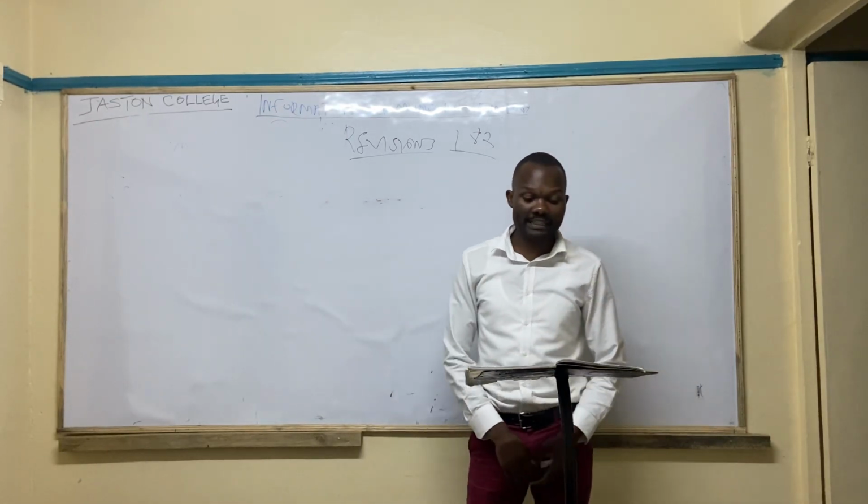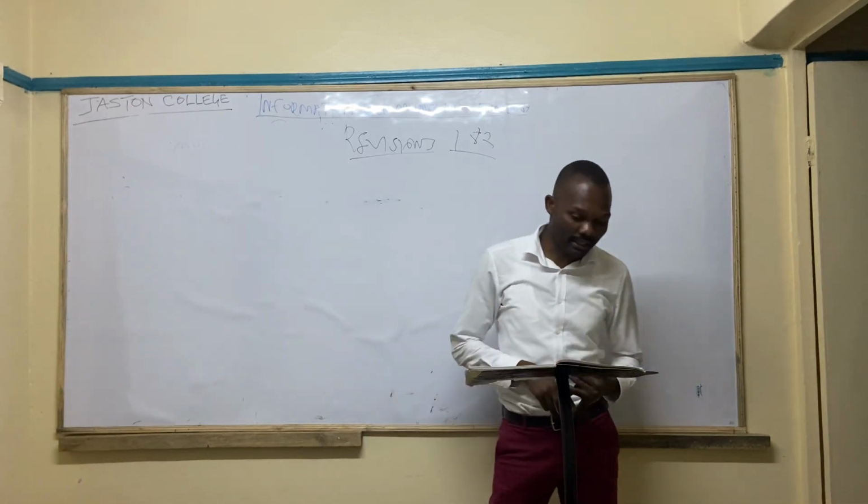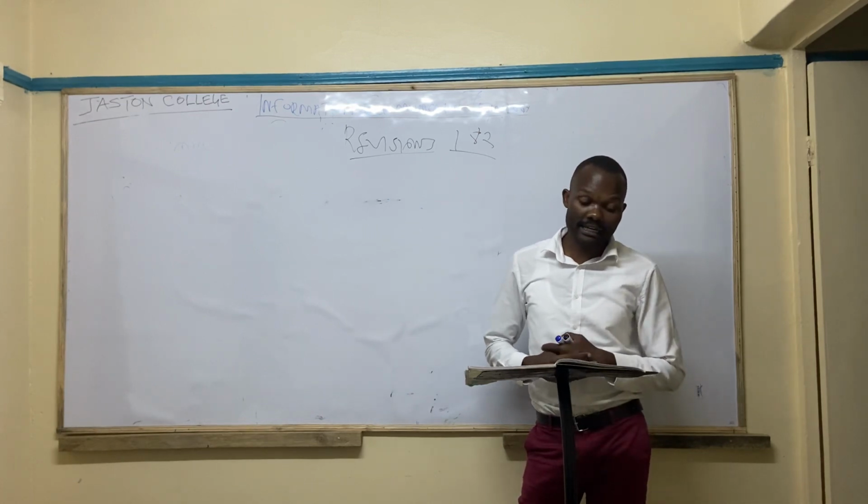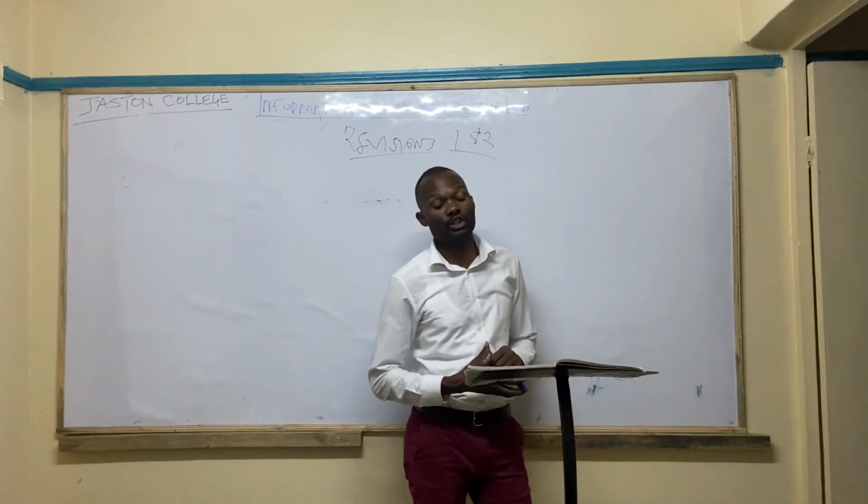Principal functions of operating systems. What are they? Number one, input and output control. Number two, logging in. Number three, error reporting, accountability, workload, and scheduling jobs.